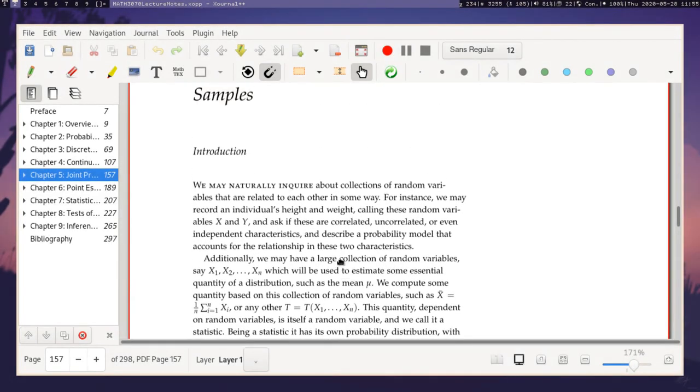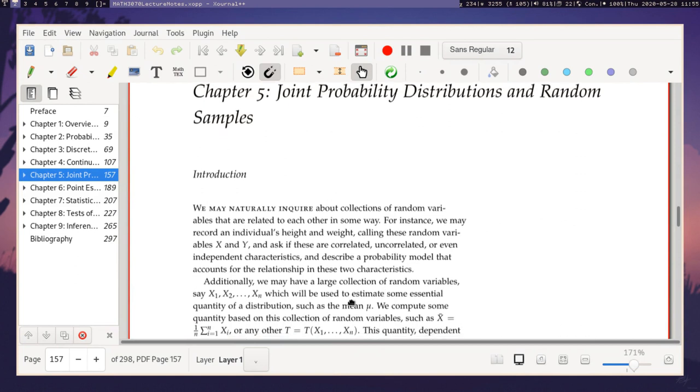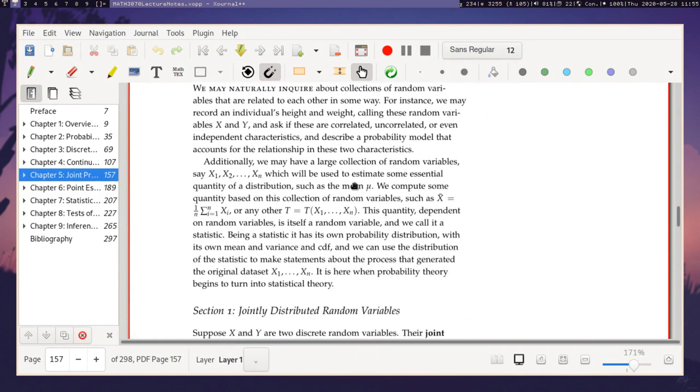So, we're going to now talk about joint probability distributions and random samples. The idea of this chapter is, while it's nice to have random variables by themselves, it's natural to want to talk about how two or more random variables are related to each other. So we'll start by talking about the bivariate situation, and a little bit about multivariate situations, but we don't need to pay too much attention to that.